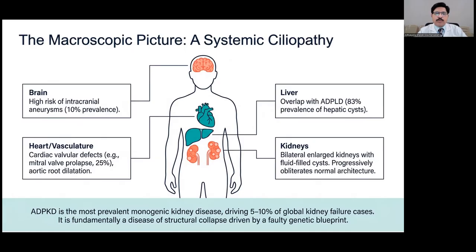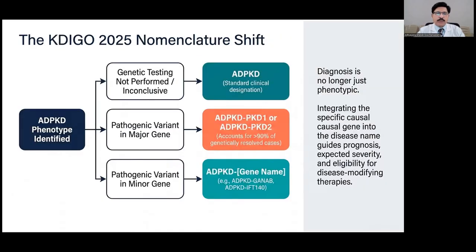ADPKD is the most prevalent monogenic kidney disease, that is, a single gene producing a kidney disease. This is one good example. It drives about 5 to 10% of global kidney failure cases. So of global CKD cases, end-stage renal disease, 5 to 10% are contributed by ADPKD. It is fundamentally a disease of structural collapse driven by a faulty genetic blueprint. So there is a genetic background, and there is a structural collapse of the renal structure.